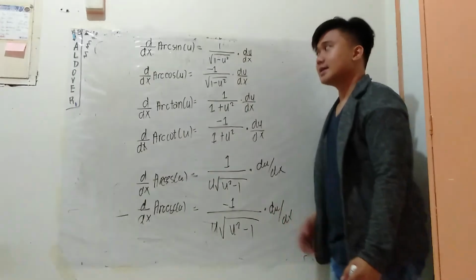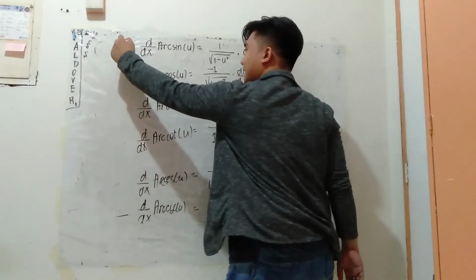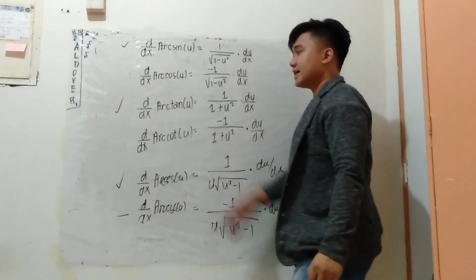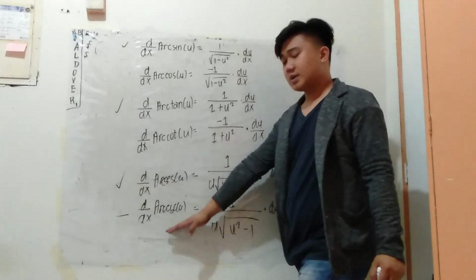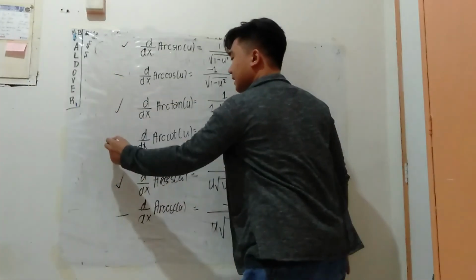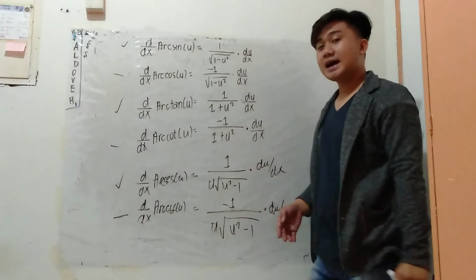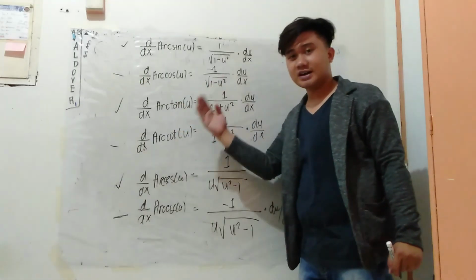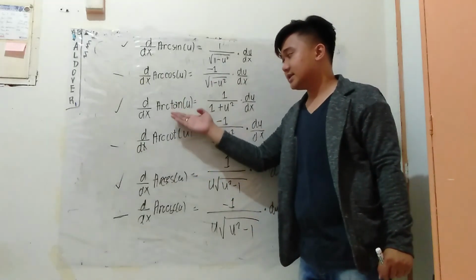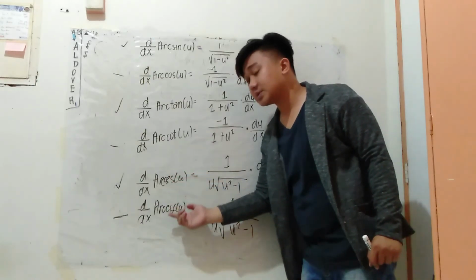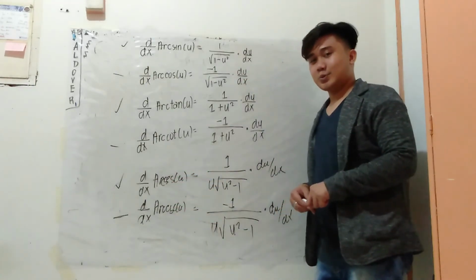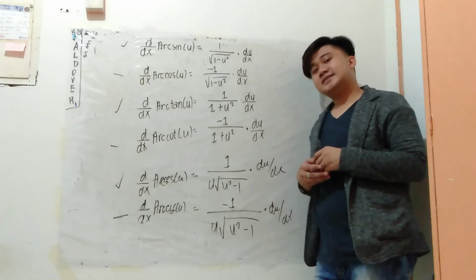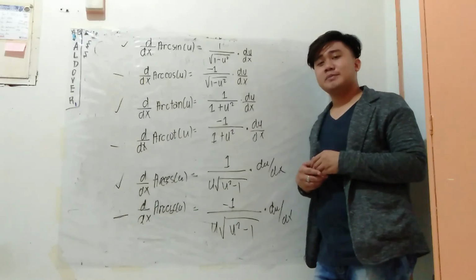So as you can see, you only need to memorize sine, tangent, and secant. To get cosine, cotangent, and cosecant, you just need to negate the formulas of their co-functions. What do we mean by co-function? Sine, cosine is the co-function of sine. Tangent, cotangent. Secant, cosecant. Okay? So, you won't have much difficulty here. So, again, this is a differentiation of inverse trigonometric functions.